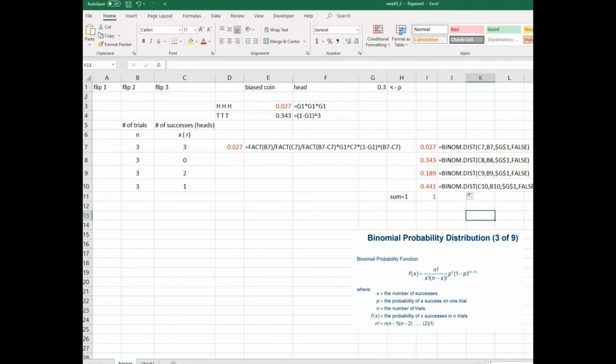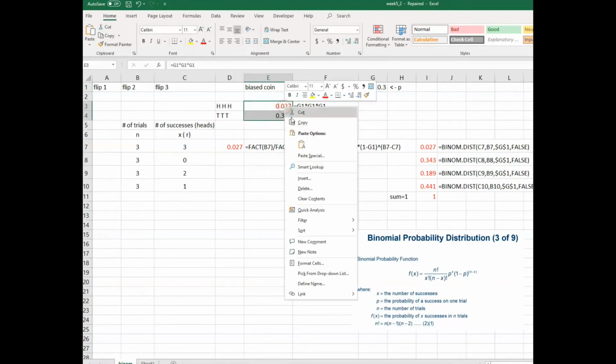Question. Suppose this is a fair coin. It's 50% head and 50% tail. Without calculation, what is this number? Should it increase or decrease? Without calculation, we know this is 30% times 30% times 30%. So if we change from 30% to 50%, this one should be higher and this one should be smaller.